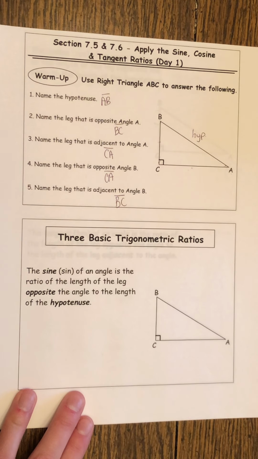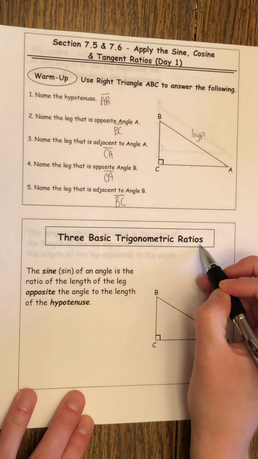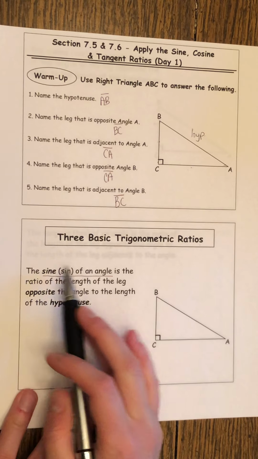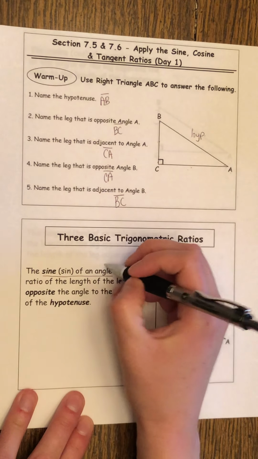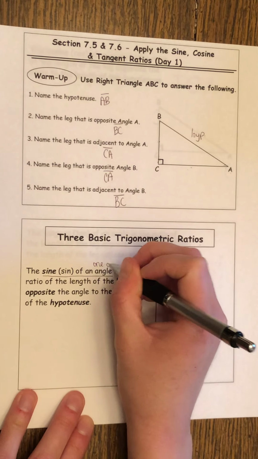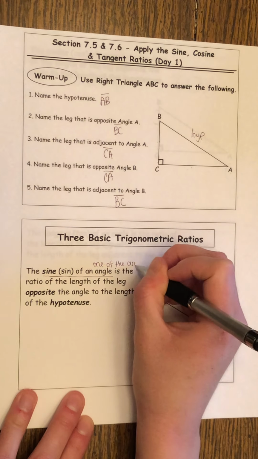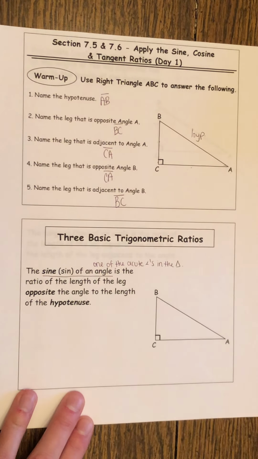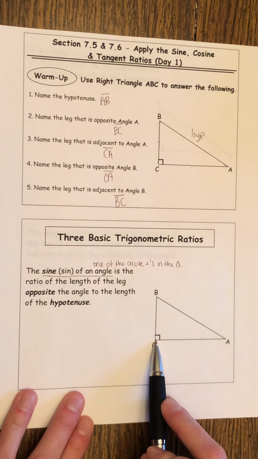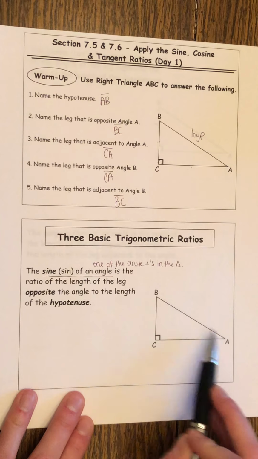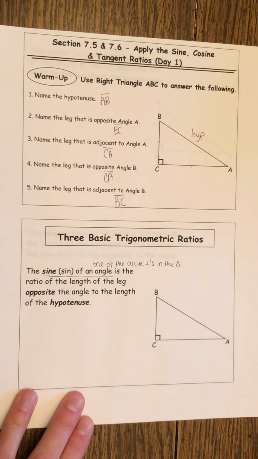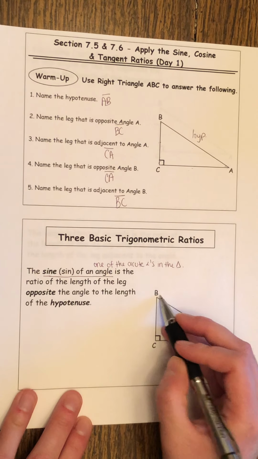So when we're writing trig ratios, we always are going to be taking the sine of an angle, and this angle is going to be one of the acute angles in the triangle. So we never take the sine of the right angle. So the other 2 angles we have in the triangle, besides the right angle, these 2 are acute. We have A and B.